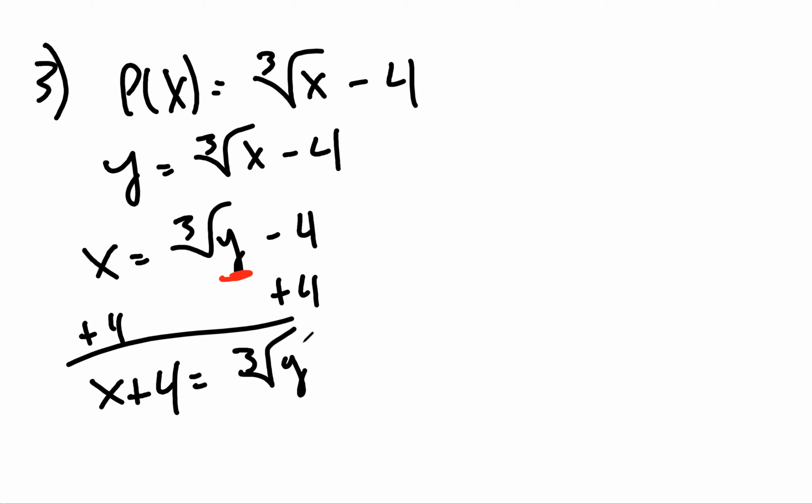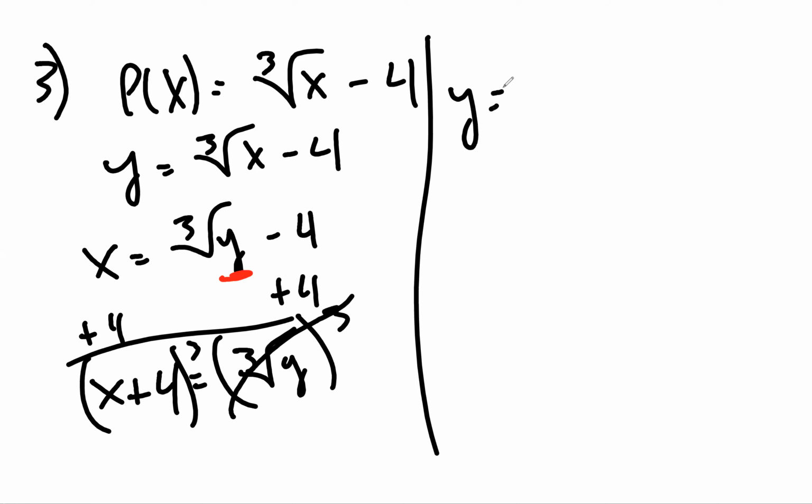And in order for me to get rid of something that's being cube rooted, I have to raise it to the third. But I know what I do to one side, I have to do to the other. And so on the right-hand side, the cube root and the third are going to cancel. That's going to leave me with y equals (x plus 4) to the third power.